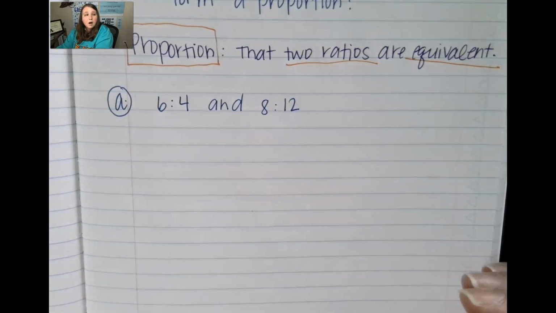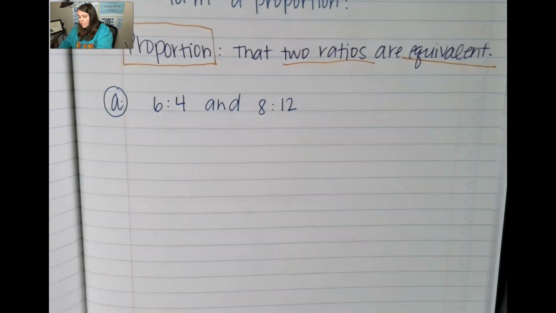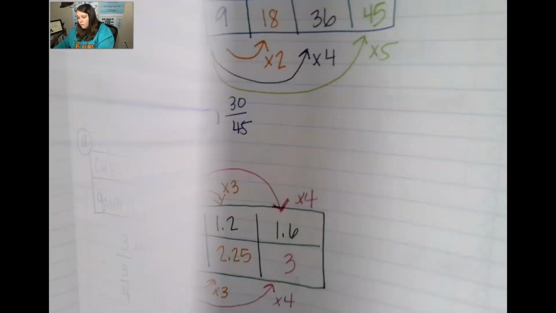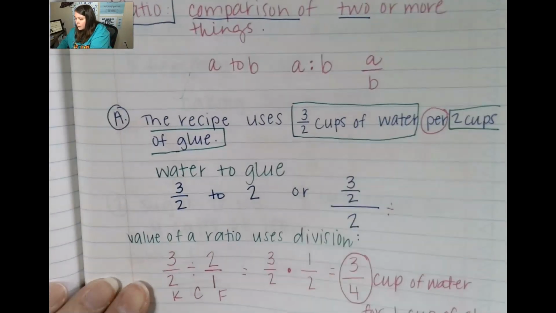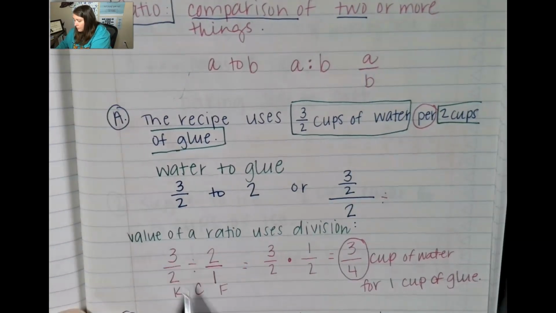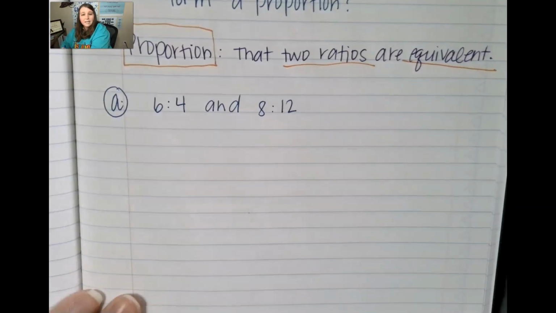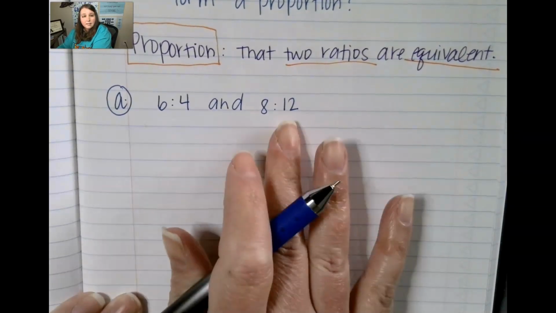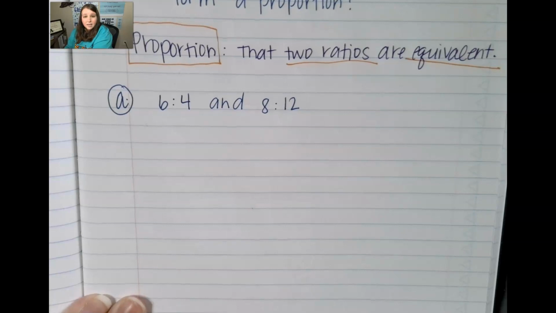Well, we're going to build on values. If you remember back a couple of lessons, we learned how to find the value of a ratio by using division, right? So we went through and interpreted them by dividing, using keep, change, flip. We're going to be doing the same idea here, but we're going to divide each ratio and see if their values are equivalent. Do they equal one another?